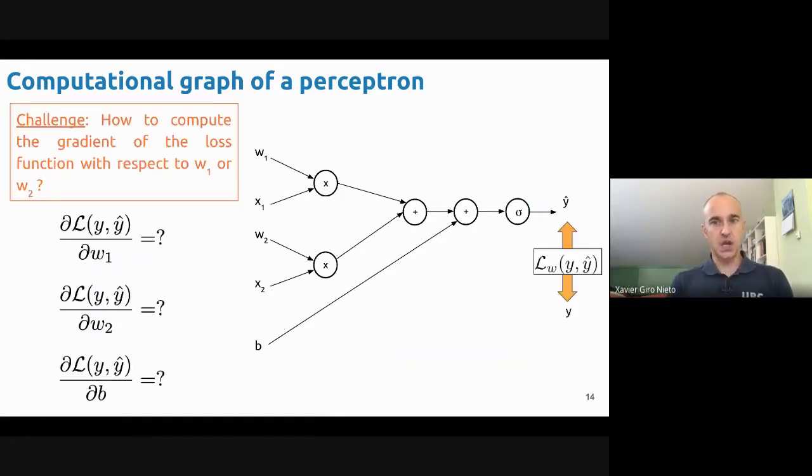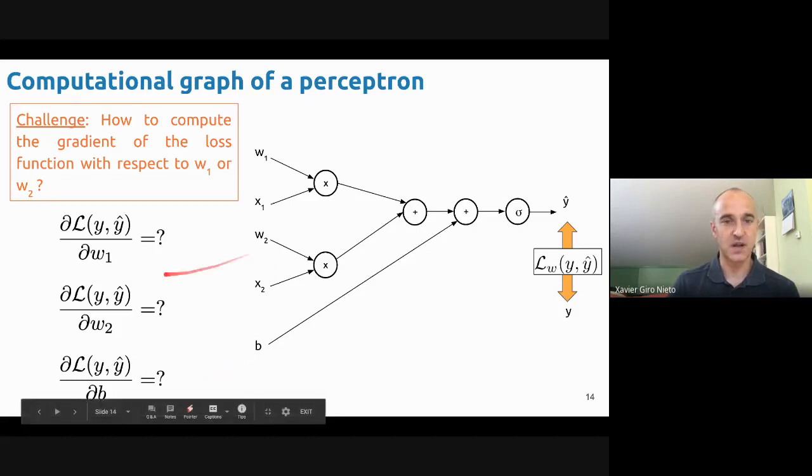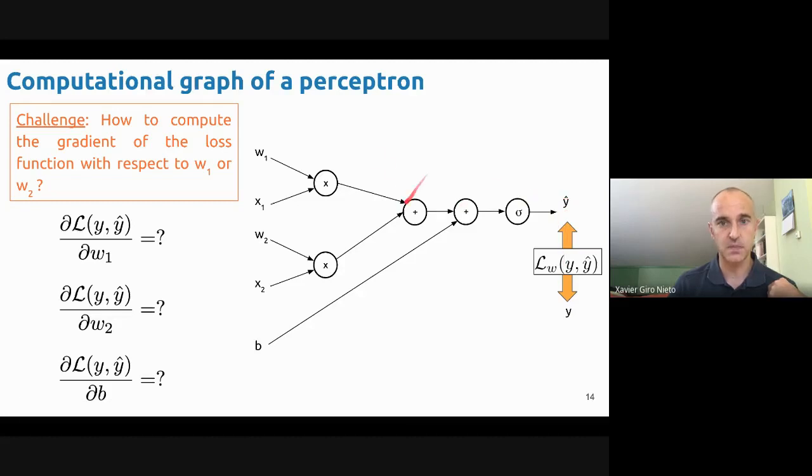Our challenge here, remember, is that we want to compute the gradient of the loss with respect to each of the parameters, in this case of our perceptron. So here our parameters are W1, W2, and the bias. What we'd like to know is the partial derivative of the loss for each of these parameters, because it's not obvious: W is here and the loss is here, and there are so many intermediate steps. This is what we need to solve.